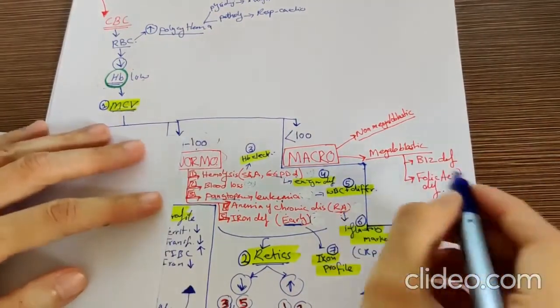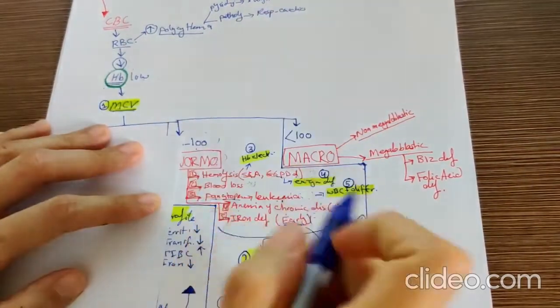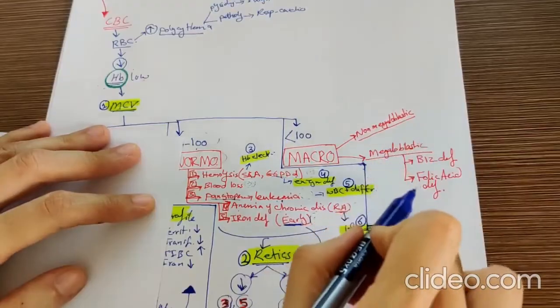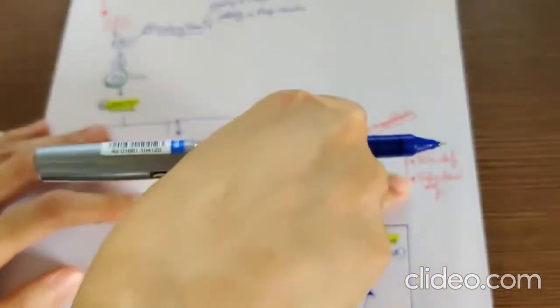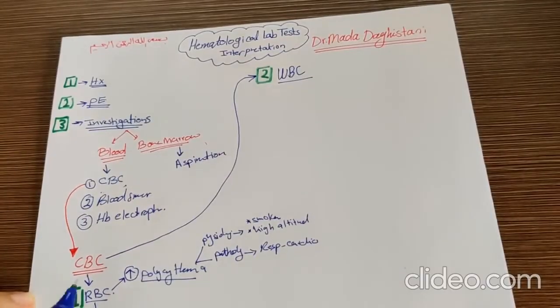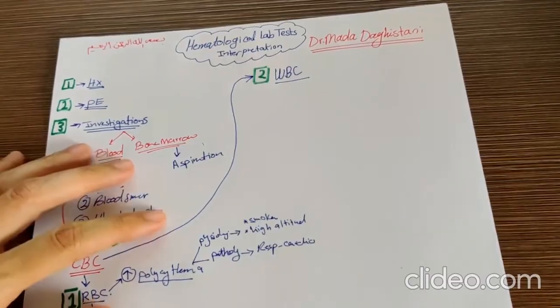How will you confirm your diagnosis? You will check the vitamin B12 serum in the blood, and also check the folate serum in the blood. Now we finish with the RBCs. After checking the RBCs, we will go directly and check the WBC.